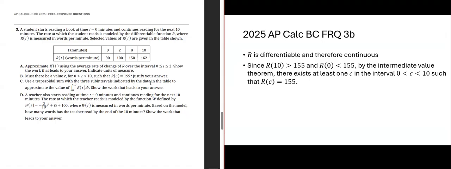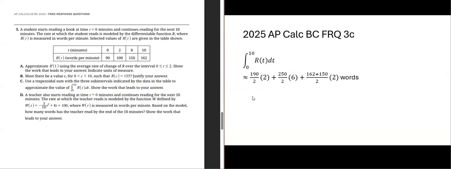Now, how do we use the intermediate value theorem? We have to show that within this interval, one point is below 155 and one point is above 155. r of 0 is less than 155, right? It's 90. r of 10 is bigger than 155. That's 162, right? So by the intermediate value theorem, there exists at least one c in the interval between 0 and 10 such that r of c is 155. That's it. You're done. You just have to be able to state the condition of the intermediate value theorem, state the name, probably, and then show these two right there. One's smaller, one's bigger, and then the conclusion of the intermediate value theorem.